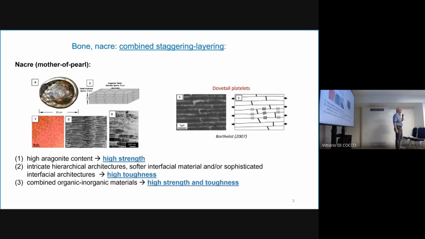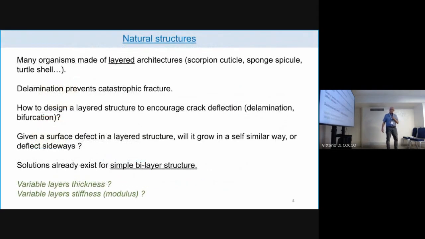Human engineers prepare materials which have usually either high strength or high toughness, but rarely both of them. So there is a lot to learn from nature regarding this. Natural structures contain very often layered architecture, and there are many examples. One of them is called cuticle, sponge spicule, turtle shell, crab structures, and so on and so forth. There are many. And here we'll talk about the scorpion and the sponge.